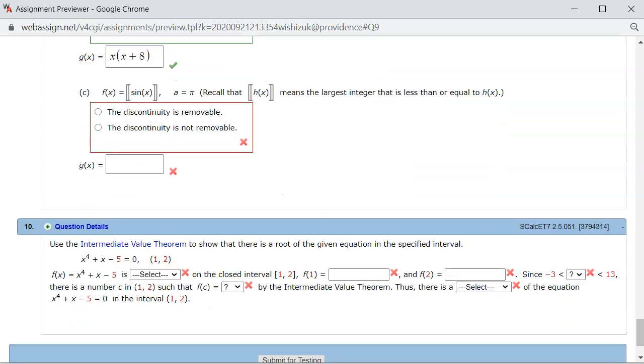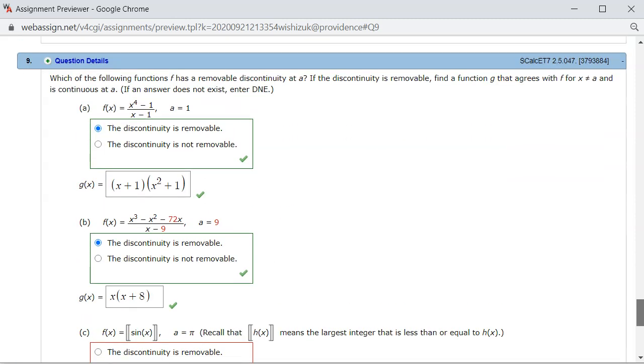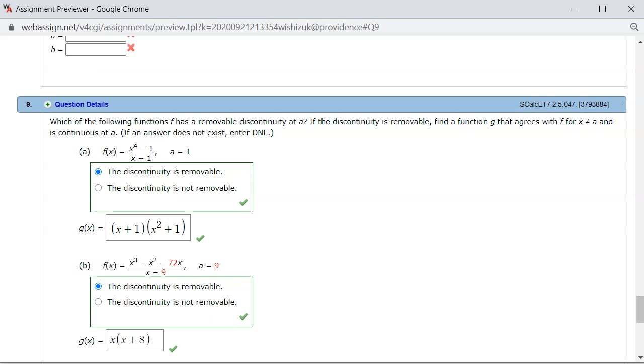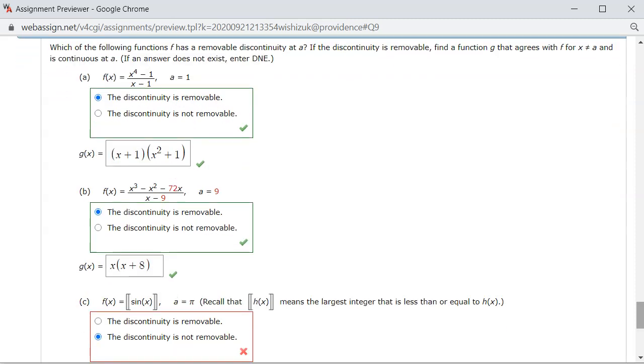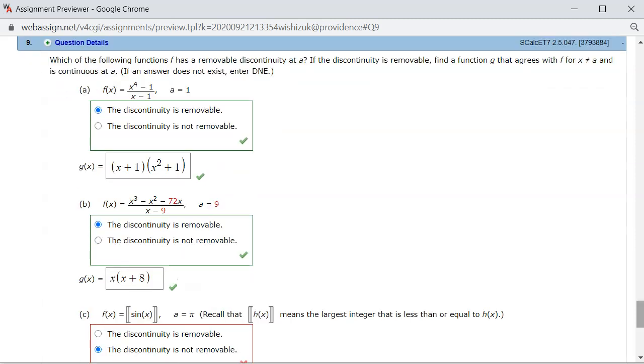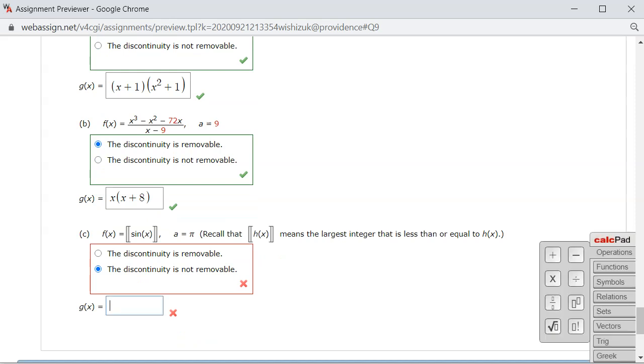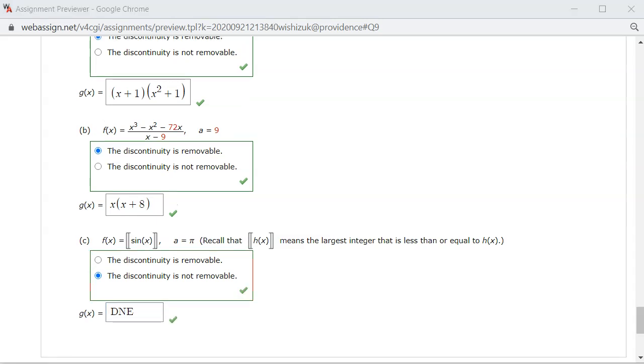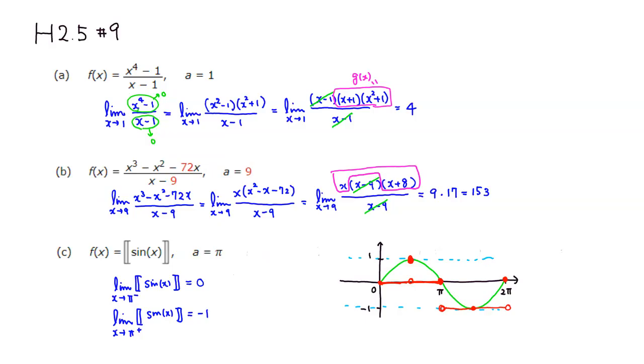So here, the discontinuity is not removable, and for the function, you just have to put does not exist, right? So you're just going to put does not exist here. Does not exist. All right, let's check the answer. All right, it came back, and looks like we got this one correctly as well. All right, that's it. I hope that this was clear.